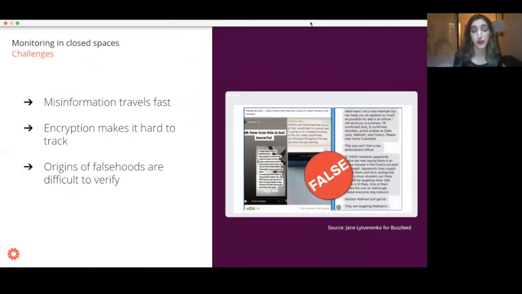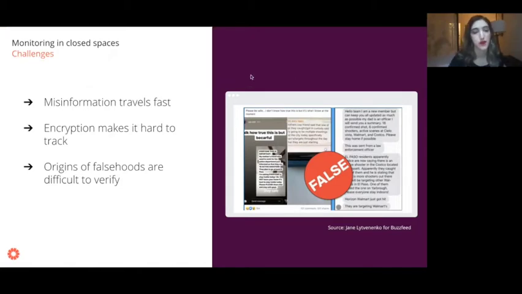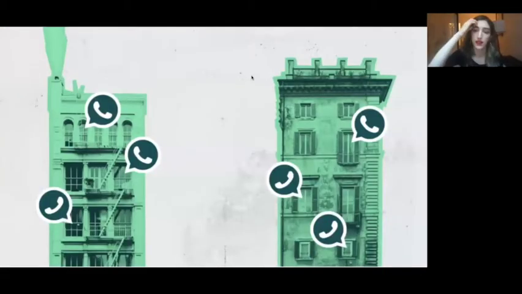Another issue is the encryption. So encryption makes misinformation really hard to track. We're going to talk about verification in the next session, but we're going to talk a lot about provenance and the importance of finding the original iteration of a rumor. And the nature of these closed messaging apps means that it's basically impossible to identify origins of falsehoods. So that is a big problem when we're trying to understand misinformation on these platforms.